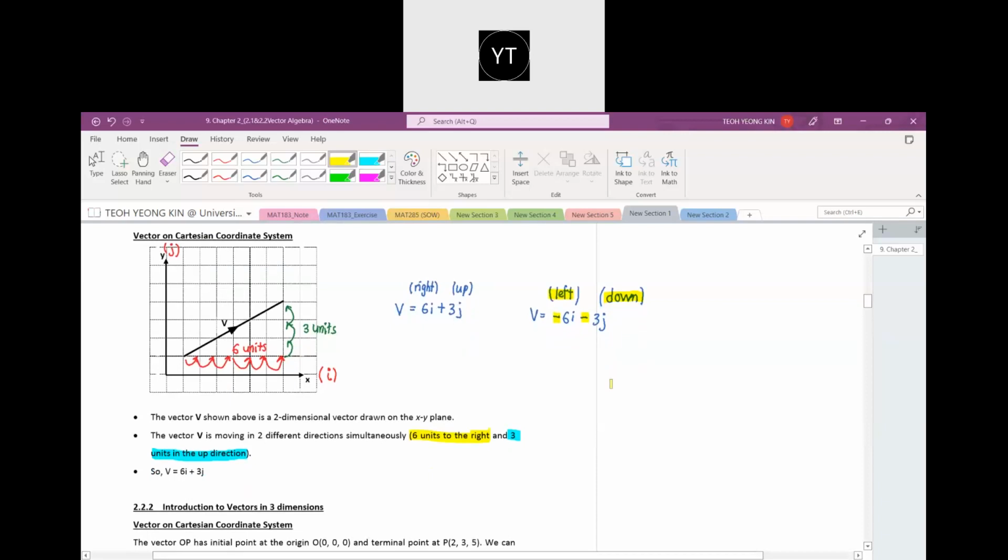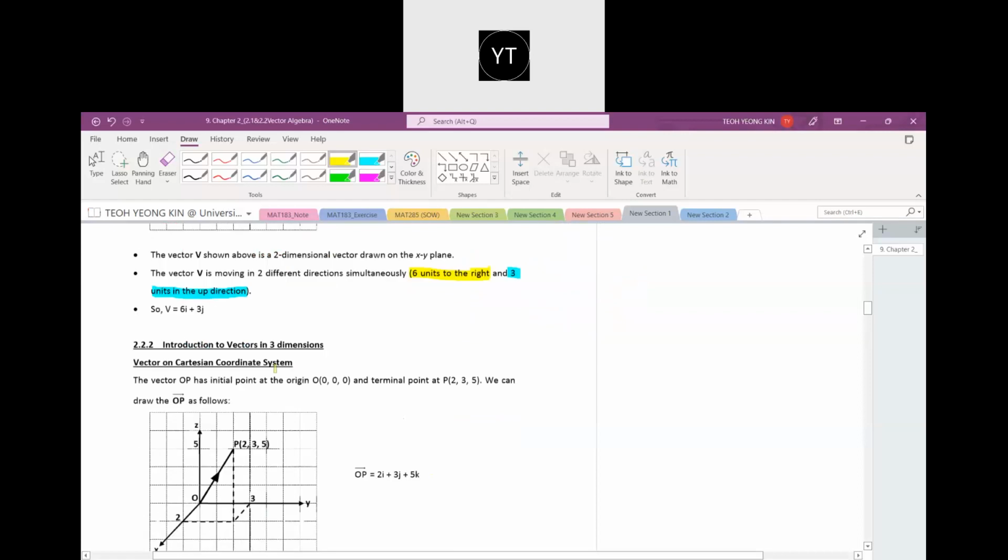6I plus 3J. I is to the right. I ni adalah paksi X. J ni adalah paksi Y. I refers to the X-axis. If it is moved to the right, maka dia positif. Jika dia move to the left, then we have to put a negative. Whereas for J, the unit J, we are referring to the Y-axis. If moving upward, then it's a positive. If moving downward, then it is a negative.